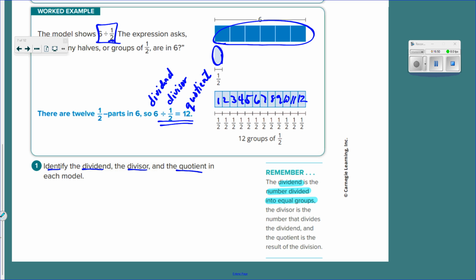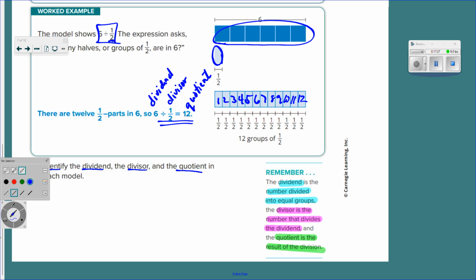Okay? Your second question is, how many groups am I breaking it into? What's the size? The divisor is the number that divides the dividend, saying how much is in each one of those groups. And then your quotient, the last part, is the result of the division. In other words, how many groups of my divisor are there in my dividend? Because as we're talking about fraction division, that's really that key concept, that key question that you need to be able to answer at the end of the day.